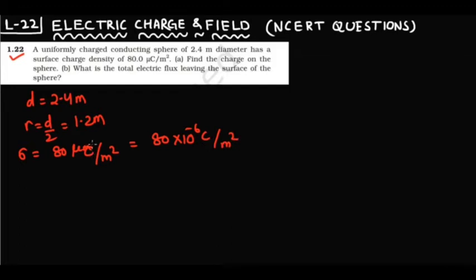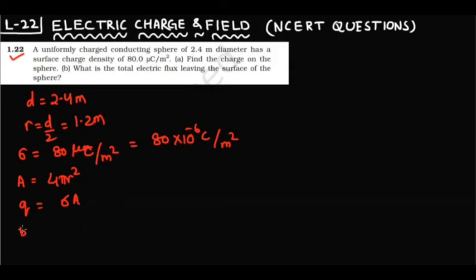We have to find what is the charge on the sphere. So to find the charge on the sphere, we have to calculate what is the surface area of the sphere. The surface area is how much? 4 pi r square. The radius is given, so you can find the surface area, that is 4 pi r square, and the total charge will be how much? Sigma into A. Sigma is given and r is given. So first calculate the area and then multiply this area with the surface charge density to calculate the total amount of charge on the sphere.